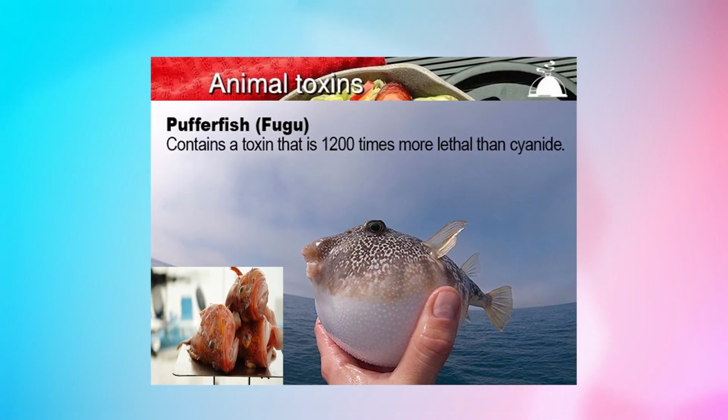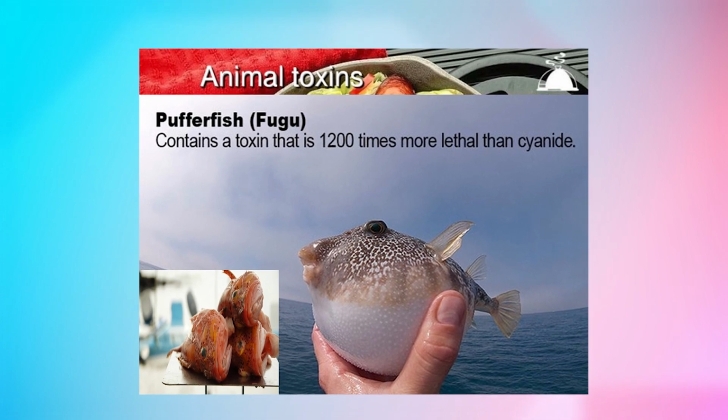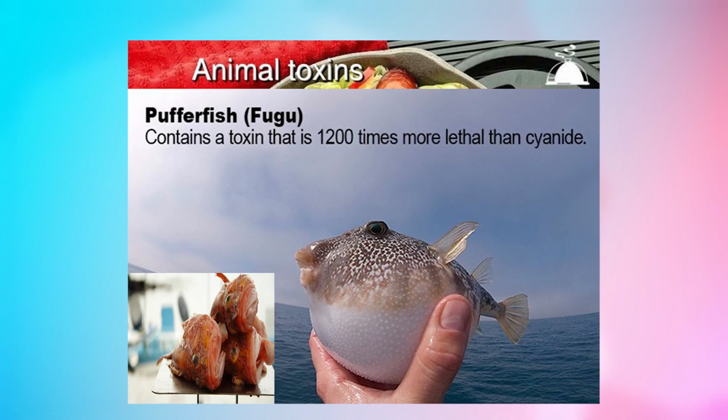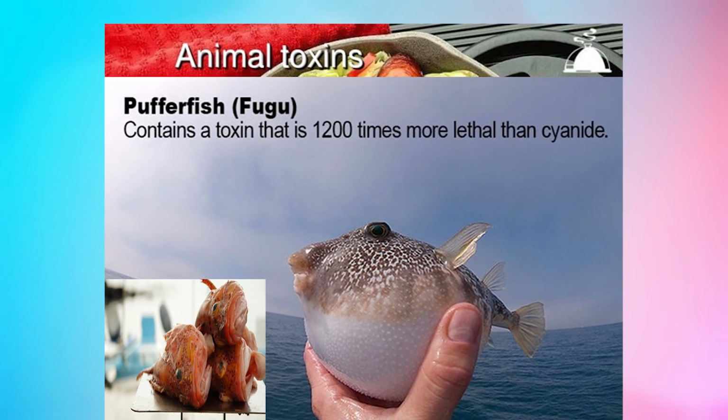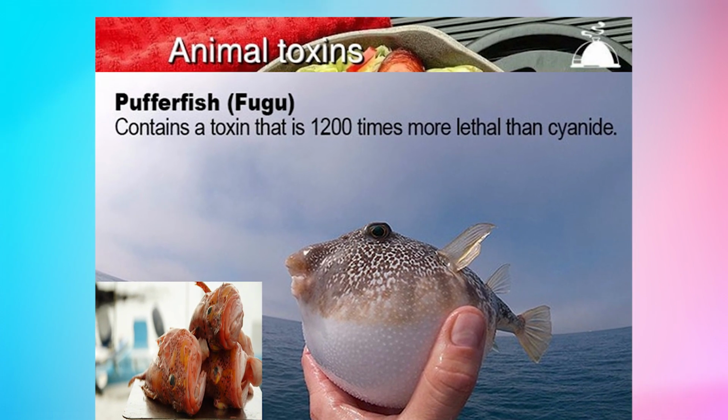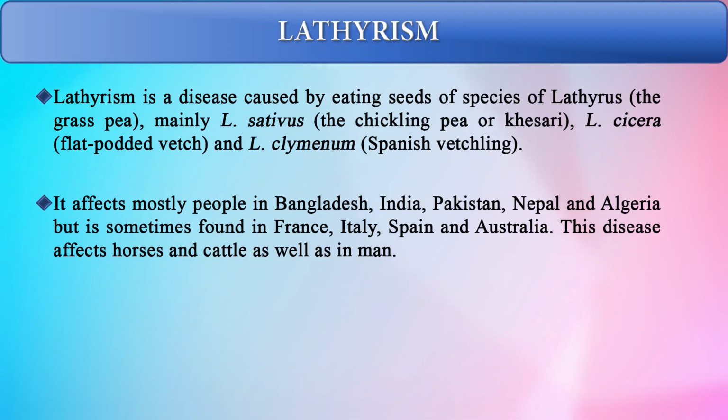Now we come to the animal toxins. Puffer fish, fugu, contains a toxin that is 1200 times more lethal than cyanide. Lathyrism is another disease, caused by eating seeds of species of Lathyrus, and it affects mostly people in Bangladesh, India, Pakistan, Nepal and Nigeria, but sometimes it is found in France, Italy, Spain, Australia.